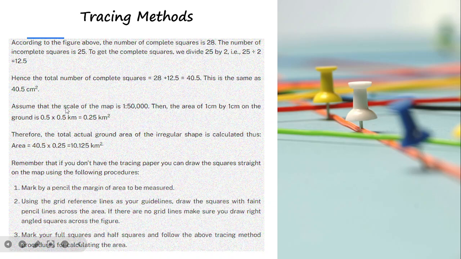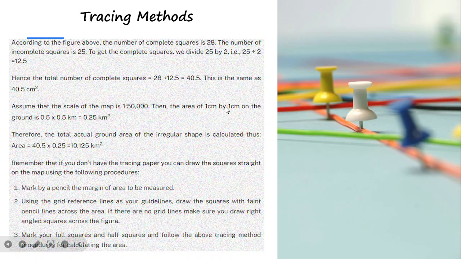Now this is the same as 40.5 square centimeters, according to the size of each square when it was transferred into the graph. So assume the scale of the map; when you are calculating, you use the common scale that is on the map. Here we assume that the scale of the map is 1 to 50,000.